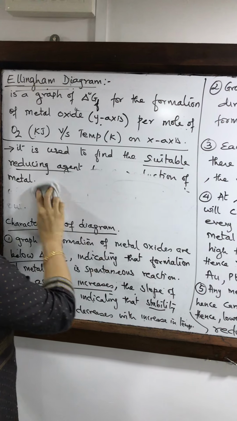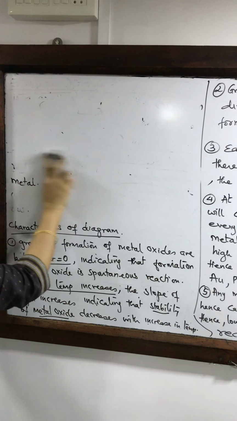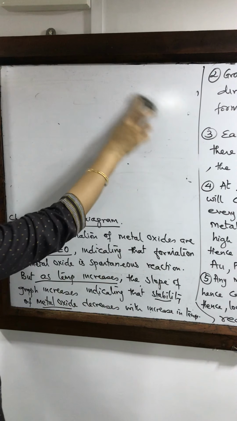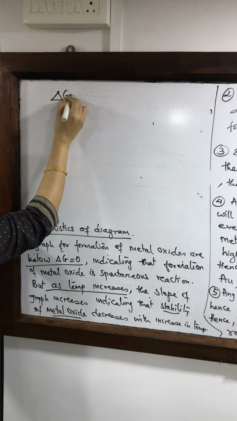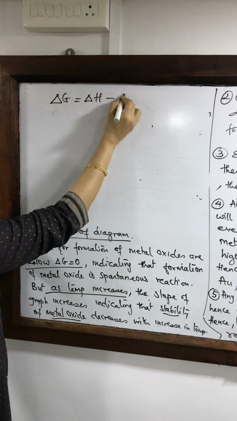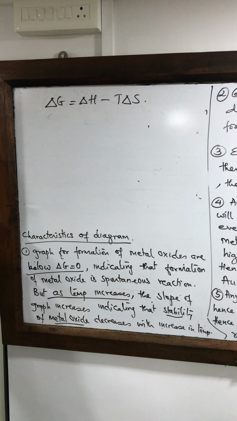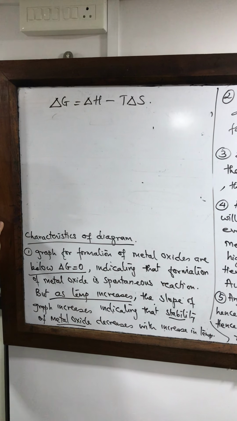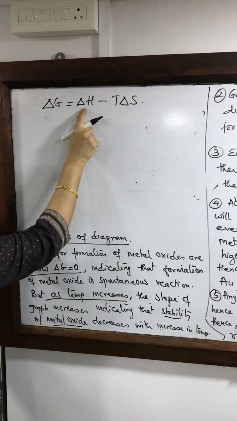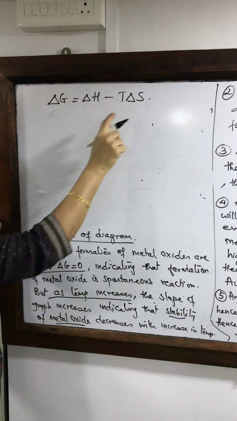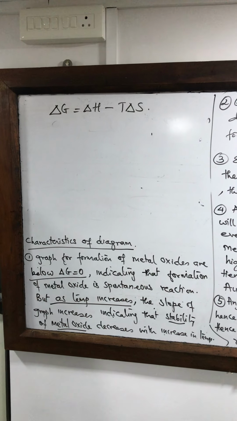Let me explain this point using Gibbs-Helmholtz equation, which I have explained in last time's video also. Gibbs equation is given by delta G equals delta H minus T delta S. Delta G is Gibbs free energy change, delta H is enthalpy, and delta S is entropy of the reaction.